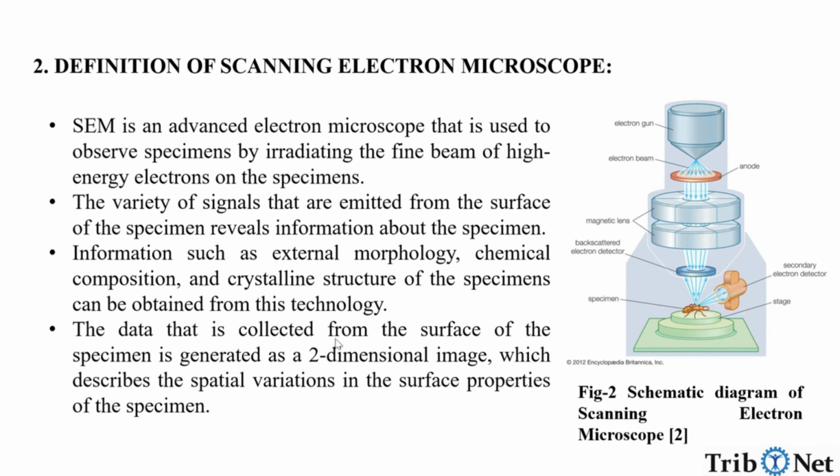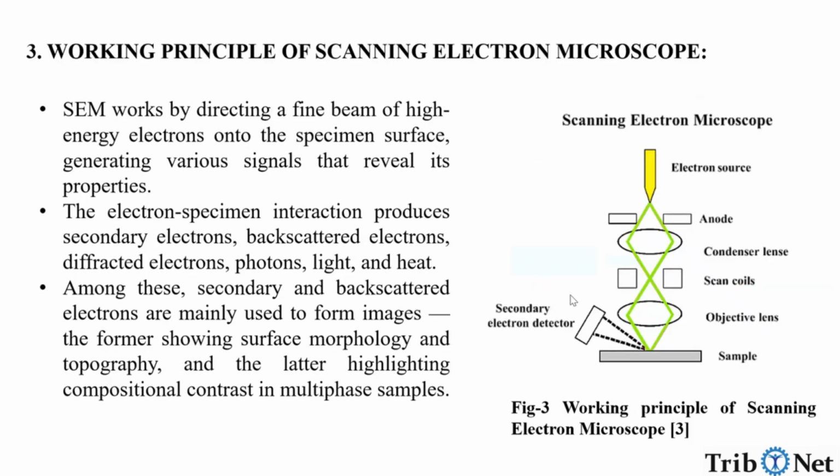The data that is collected from the surface of the specimen is generated as a two-dimensional image which describes the spatial variations in the surface properties of the specimen. Here in this figure, we can see the schematic representation of the scanning electron microscope.